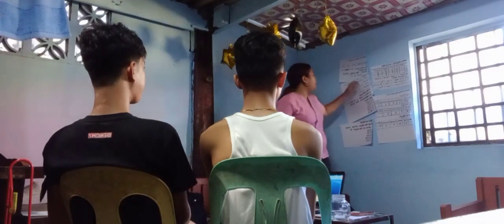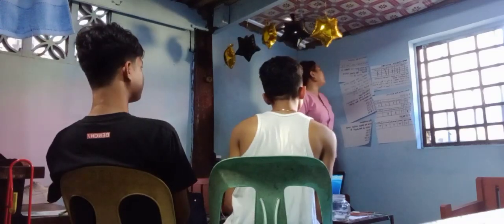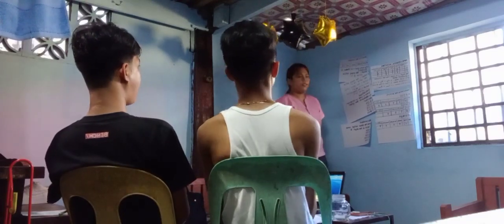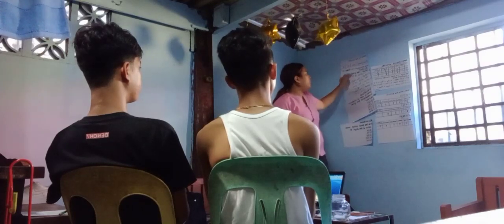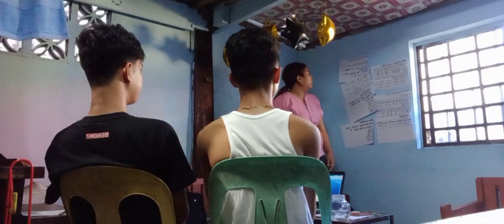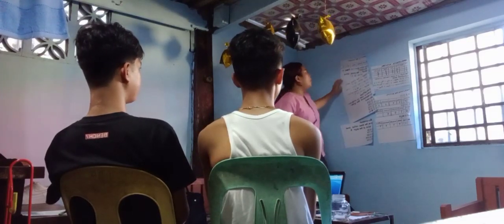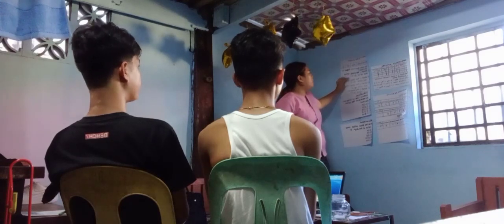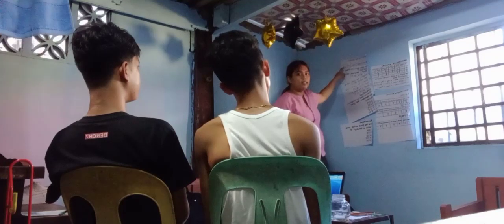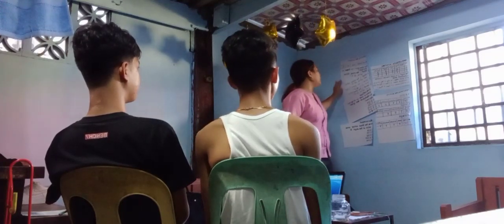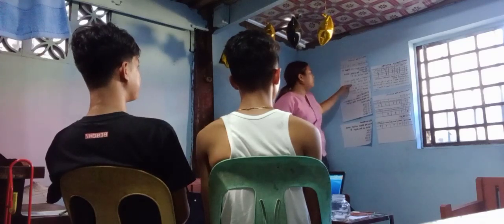So, for our reinforcement, how many digits are there in 50,000? 5. Okay. What is the place value and value of 3? Ones. The value is? 3. Okay. What is the place value and value of 6? Tens, and the value is? 60.